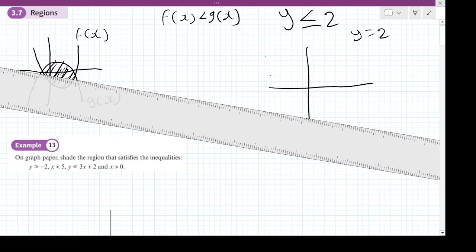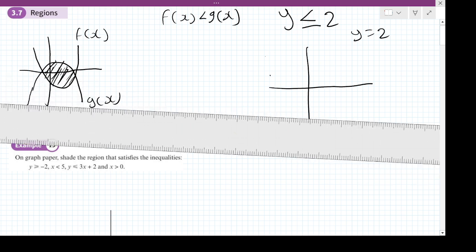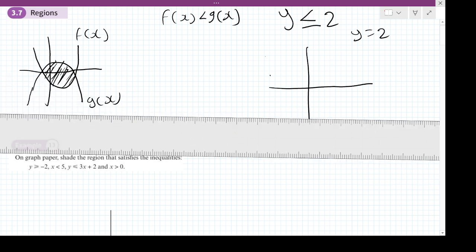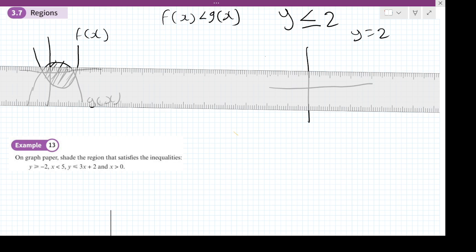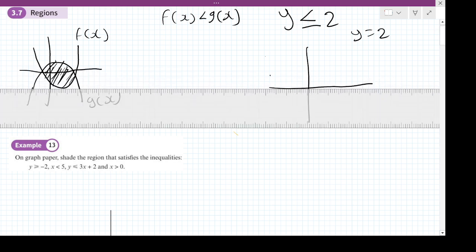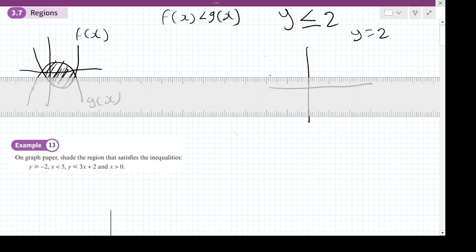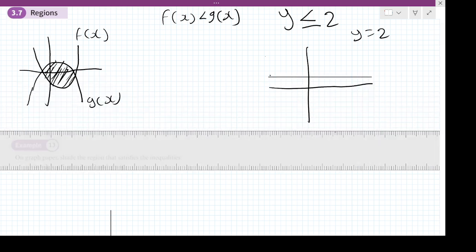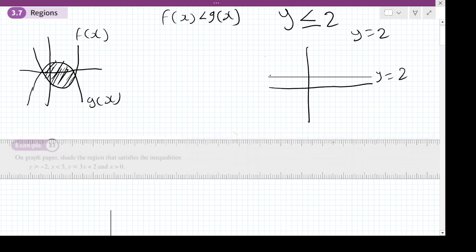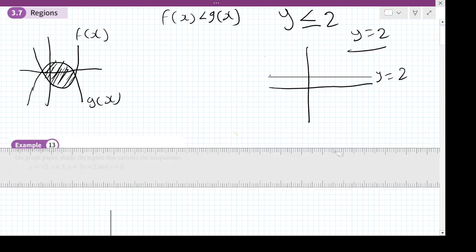There we are. That passes through 2. Okay, there we are. So 2 is going to be about there, right? So it's going to look like that. That's the line, right? y equals 2. So sketch it like it's an equality, right? Nothing new there. We know how to sketch y equals 2.